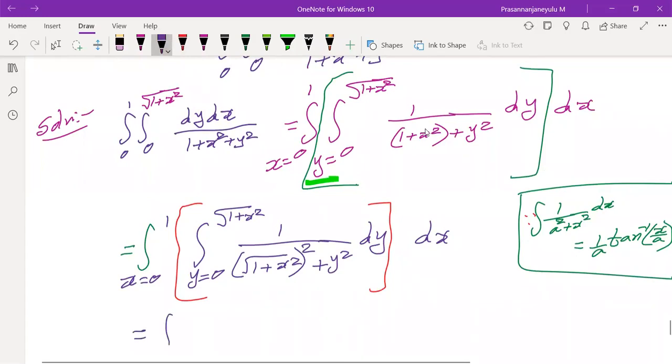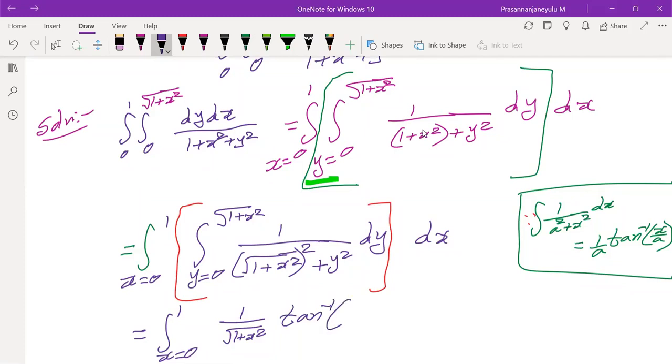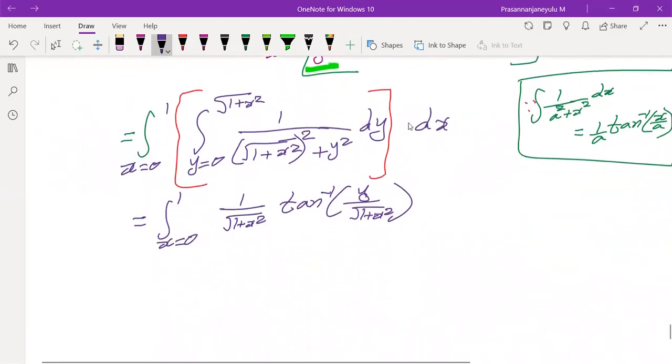So what we can write here is integration of x varying from 0 to 1 as usual, the exterior integration, and now it is in the form of integration of 1 by a square plus y square into dy. Now what we get is 1 by a, where a is root of 1 plus x square, into tan inverse of y by a, where a is root of 1 plus x square. Am I correct? Is it clear to everybody?